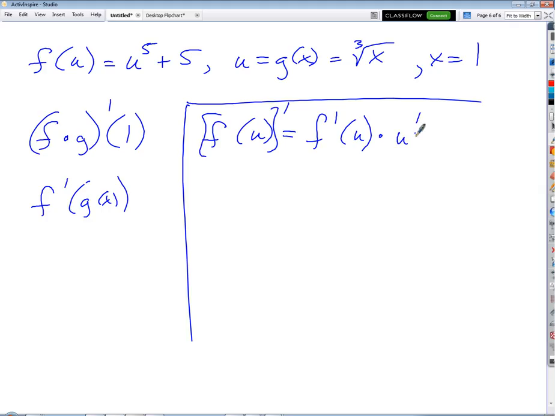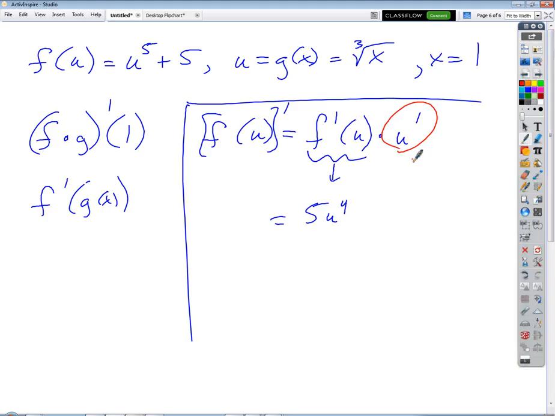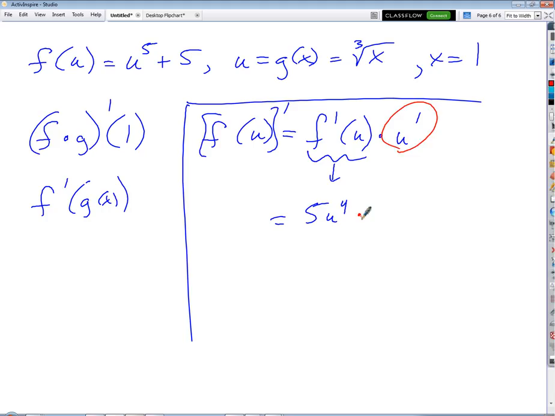Okay, so if f of u is u to the fifth plus 5, what is that? 5 times 4. Good, 5u to the fourth times, and I should have probably color coded this, what's u prime going to be? If u is equal to the cube root of x, that's the same thing as x to what power? 1/3. So what's u prime then? 1/3 x to the negative 2/3. Okay, so that's my answer, isn't it?